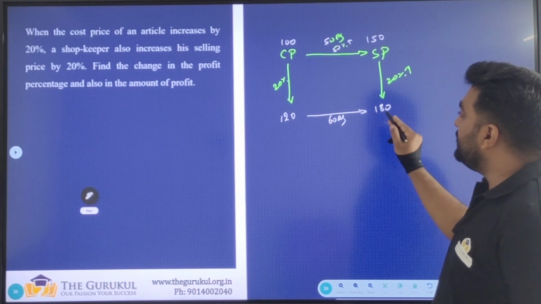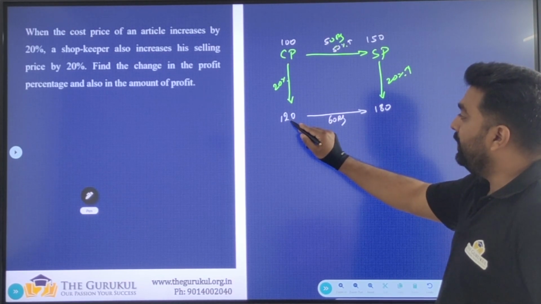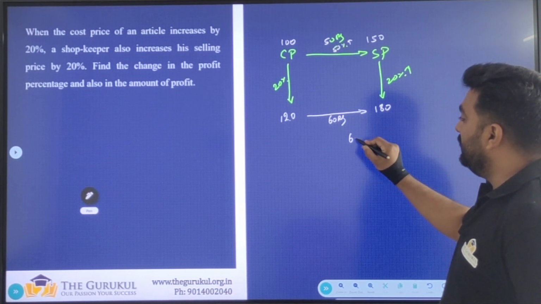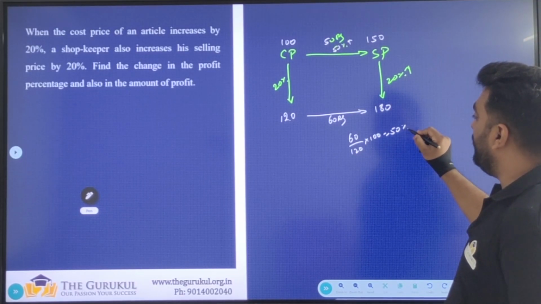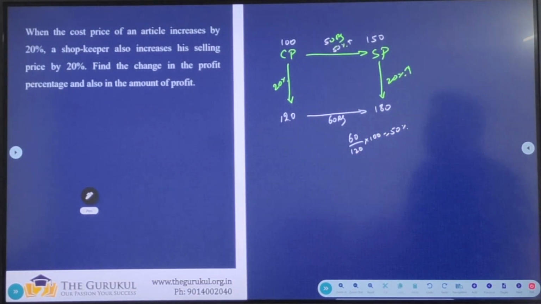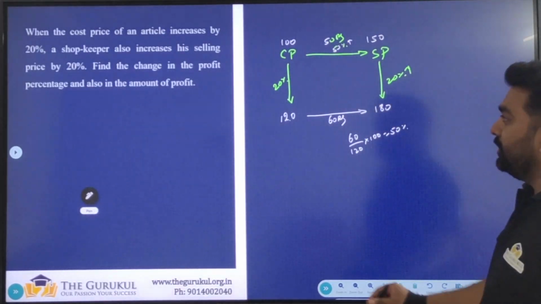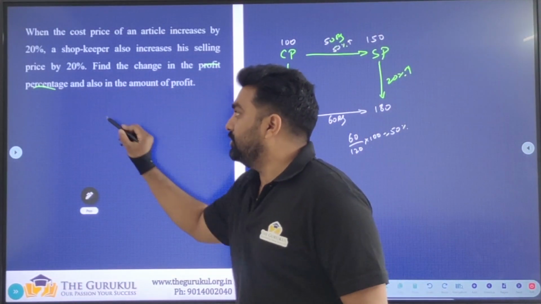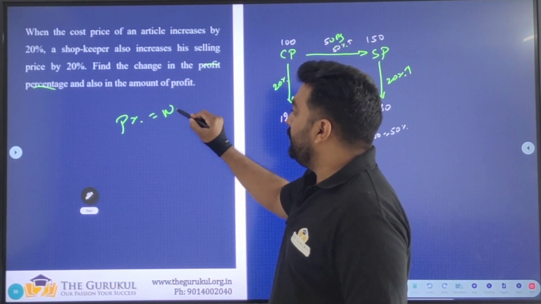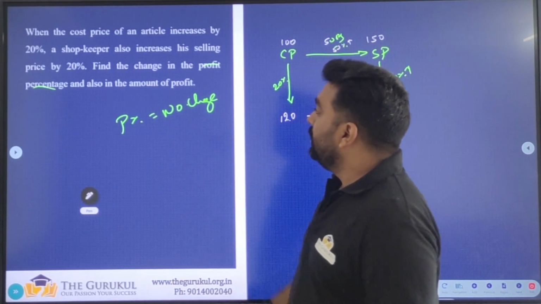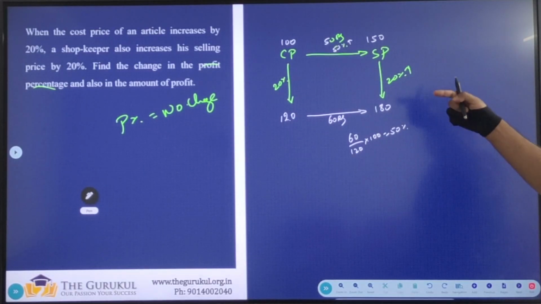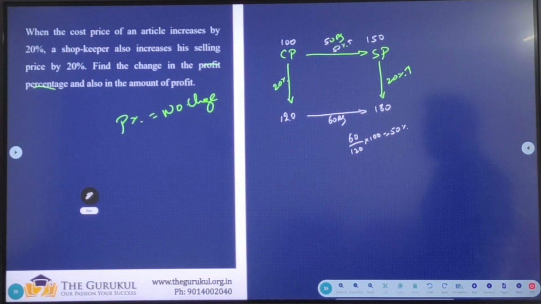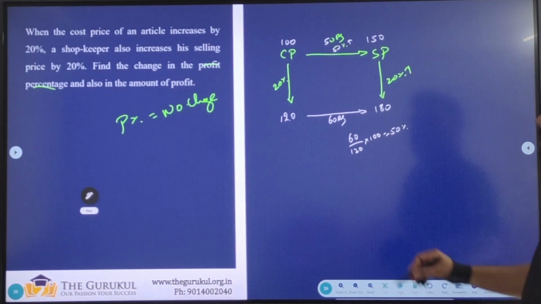Okay. And what is the change in the percentage? From here 120 to 180. So 60 rupees on 120 into 100, it is again 50% only. Find the change in the profit percentage. I know profit percentage is equal to no change. Now amount of profit. How much amount of profit? 10 rupees profit changed. Let us take another example and verify that.